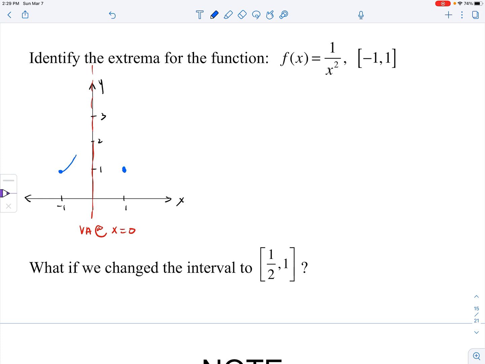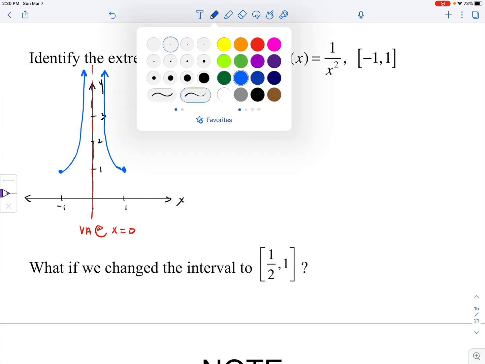Then as the function approaches x equals 0 from the left and the right, the graph is going to approach positive infinity. You could figure that out by creating a table of values and plugging in 1/2, 1/4, 1/8, and the values will just keep getting larger and larger. So that's a sketch of the graph of 1 over x squared between -1 and 1.